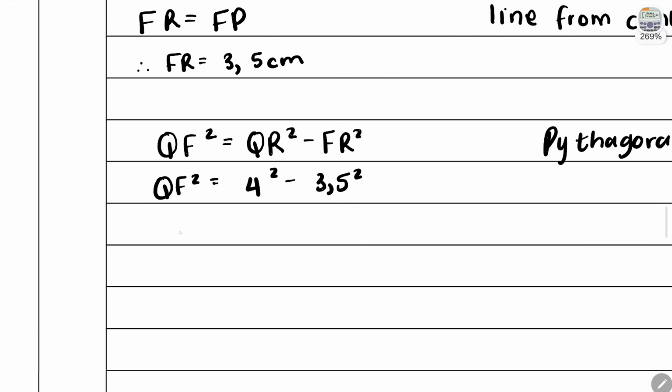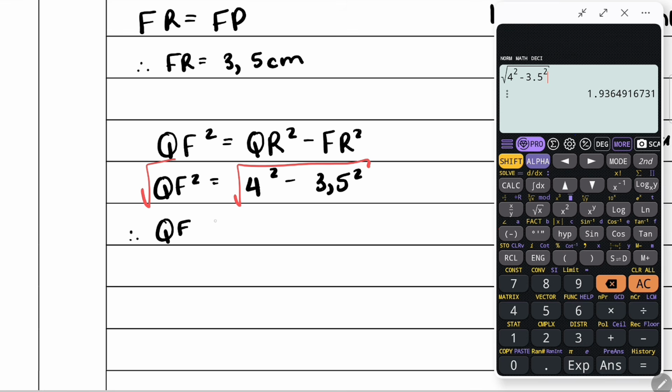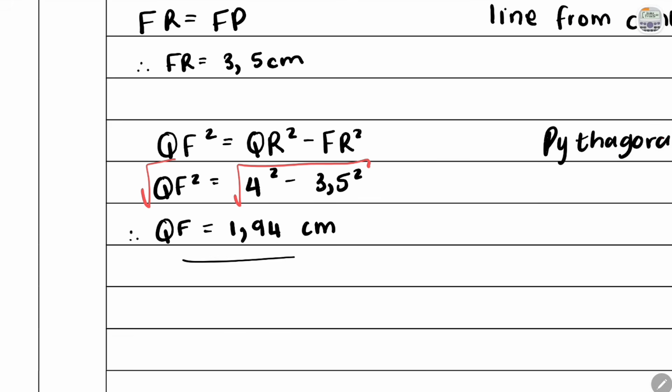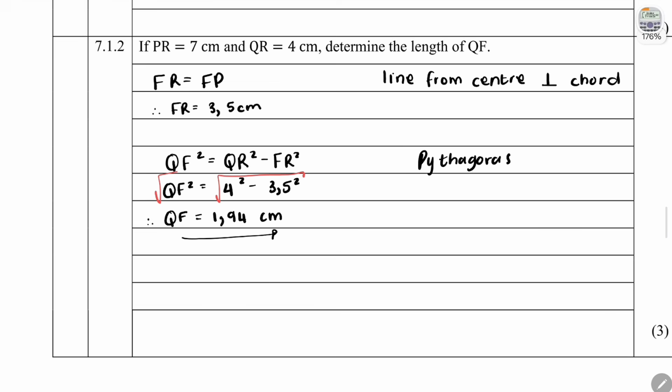Let's go ahead and find out exactly what this is. At this point, you can square root both hand sides. So on your calculator, you'll find the square root of 4 squared minus 3.5 squared, and that will be the length of QF. Rounding off to 2 decimal places, you see that the 6 is going to round the 3 up to a 4. So QF is equal to 1.94 centimeters. And that is our answer. Moving on to the next question.